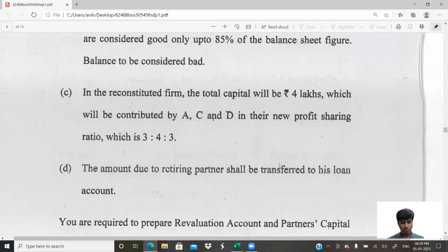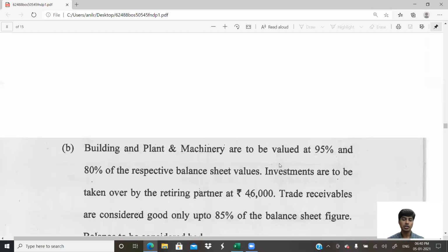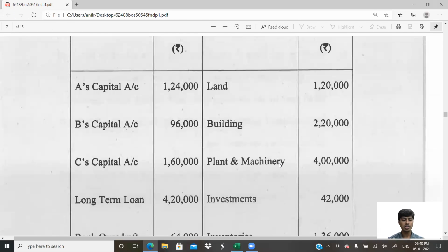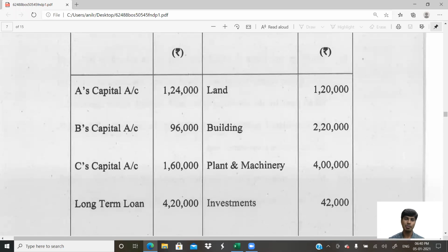The amount due to retiring partner shall be transferred to his loan account. Any money that is supposed to be paid to the retiring partner will be transferred to his loan account. Yes, we're done with the question. Only thing that we'd have to do is see the capital here, post it to the partner's capital account, close the revaluation account, post the profits or losses to capital account. That's it. We have capitals of A, B, C.